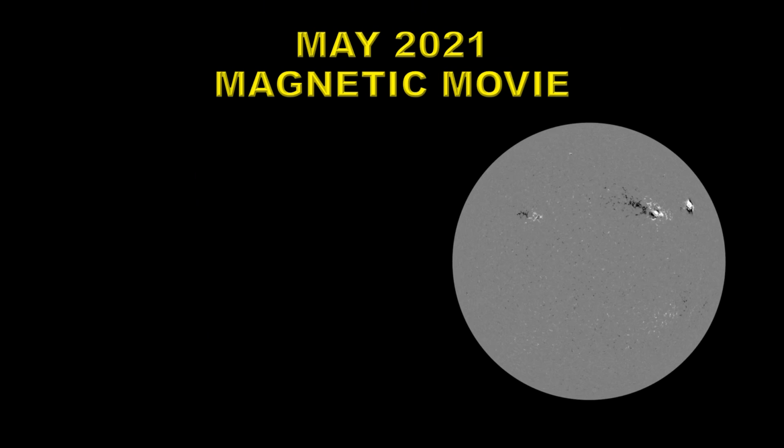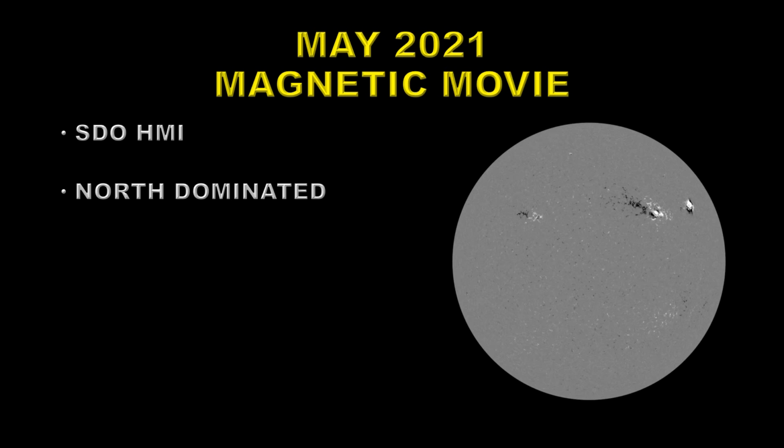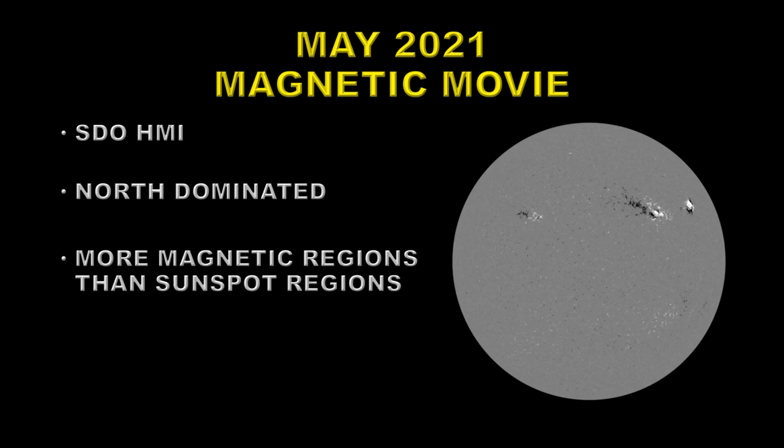Next, we'll take a look at the magnetic movie. Sunspots are manifestations of magnetic field, and there's a mode that the HMI instrument will show you magnetic field. The northern hemisphere dominated during the month, as you can see here. You can see that there are more magnetic regions than sunspot regions for the equivalent time. That's because not all regions produce sunspots.